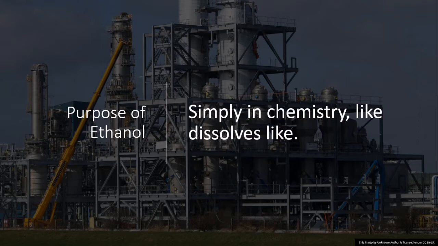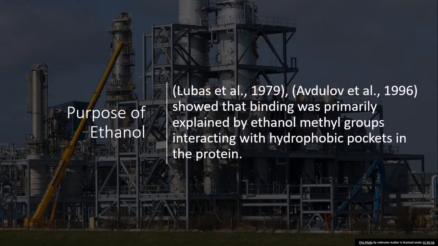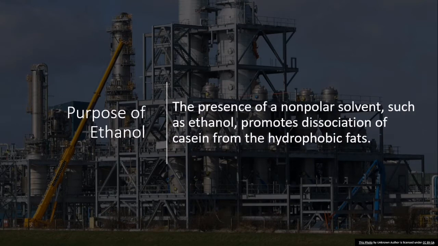Casein will not dissolve in ethanol since binding is only from the ethanol methyl groups with the hydrophobic pockets in casein that of fats, since they are globules as we say. Although the mechanism is still unclear, it is hypothesized that the presence of a nonpolar solvent, such as ethanol, promotes dissociation of casein from the hydrophobic fats.